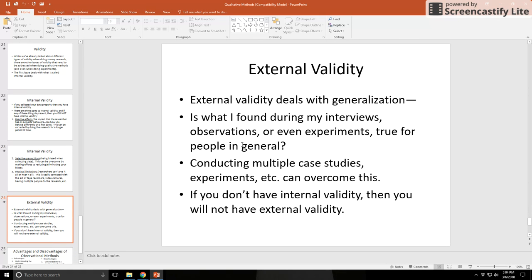External validity deals with generalization. Is what I found during my observations, for example, true in the real world? It's one thing for me to study a group of 20 people here on campus. Is that what all groups are like, or is that what all college students are like? You don't know. It's tough to prove. So conducting multiple cases, studying people over time will help reduce the problem of external validity. So I think those are some things you need to worry about.